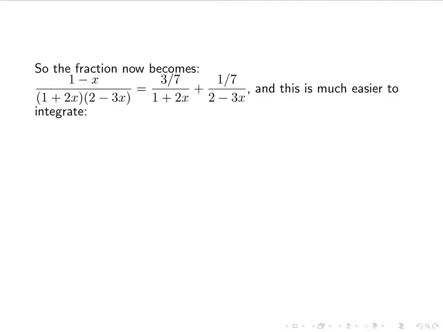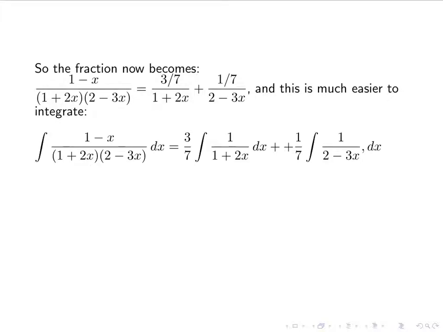So now this is what we get as our fraction. It looks a little messy because I have a fraction inside of a fraction, but that's fine. The point is that this new sum of two fractions is much easier to integrate.